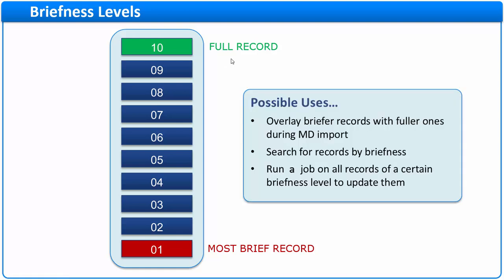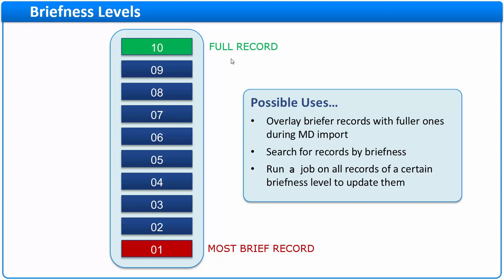This gradation is useful for several purposes. It allows overlaying of briefer records with fuller ones during metadata import. It allows searching for records by their briefness. And it allows running a job on all records of a certain briefness level to update them. The new briefness functionality is being phased in over the June to August releases, and by August 2016, it will completely replace the existing model.